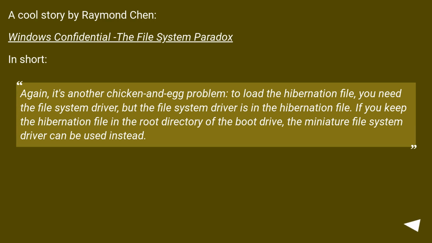A Cool Story by Raymond Chen. Windows Confidential: The File System Paradox. In short, again, it's another chicken and egg problem. To load the Hibernation file, you need the file system driver, but the file system driver is in the Hibernation file. If you keep the Hibernation file in the root directory of the boot drive, the miniature file system driver can be used instead.